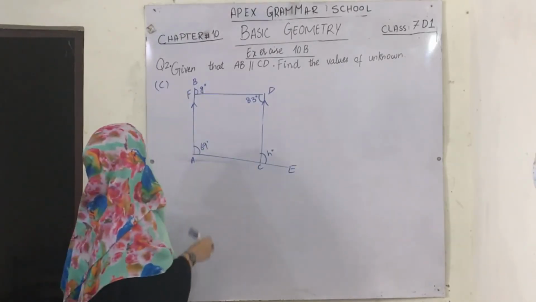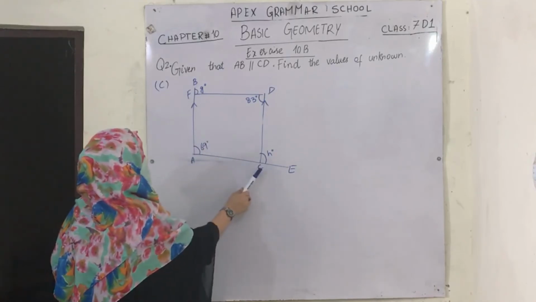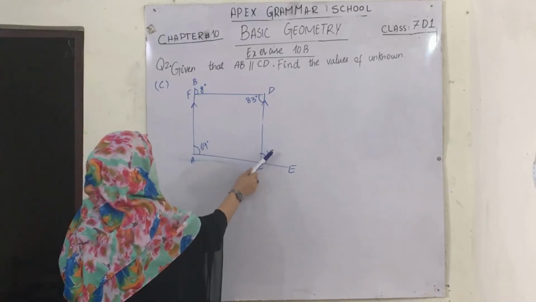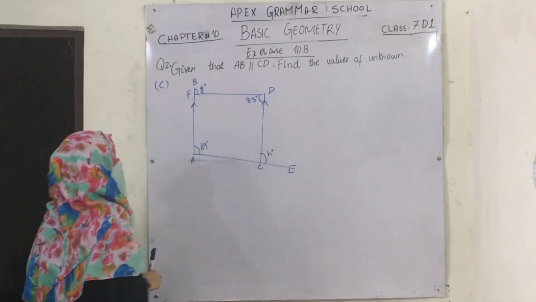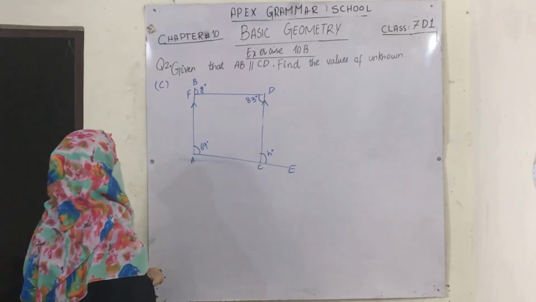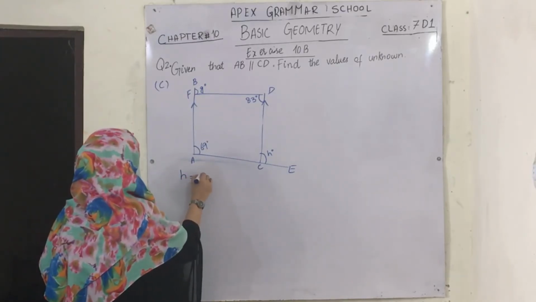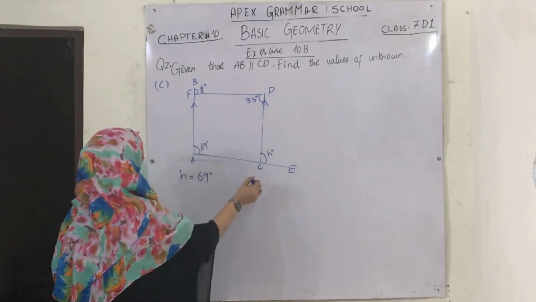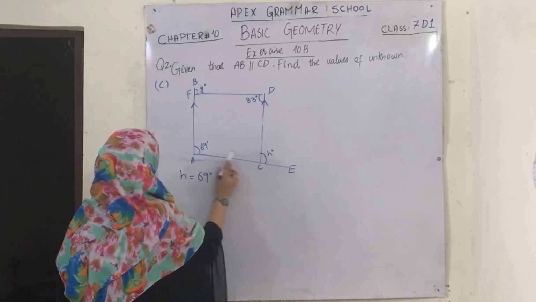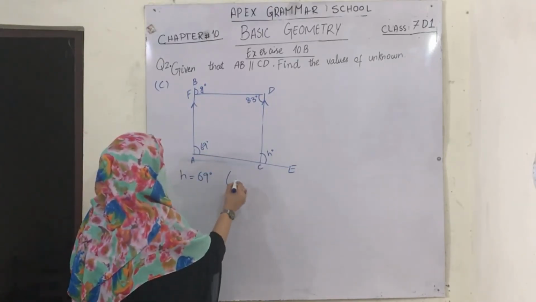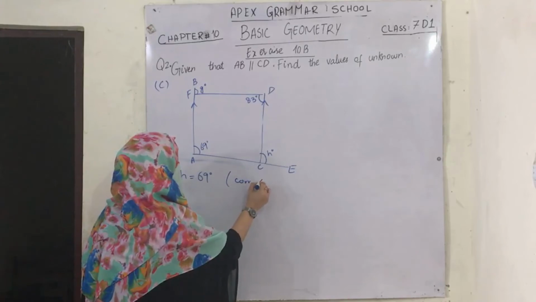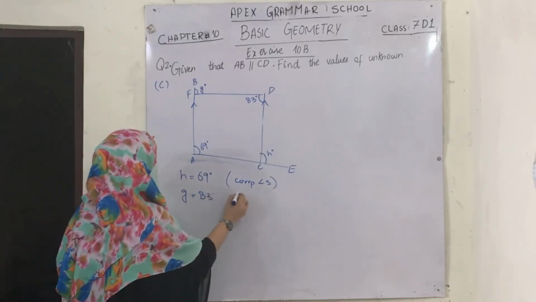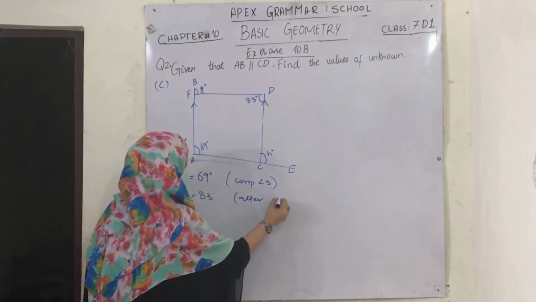Question number 2, C part. In the C part, you can see that the line AB is parallel to CD and there are angles G, 69, 83 and H. There are two unknowns, G and H. We have to find the values of G and H. You can see that H is equal to 69 degrees because AB is parallel to CD and this is the transversal line, because they are corresponding angles. And G will be equal to 83 degrees because they are alternate angles.